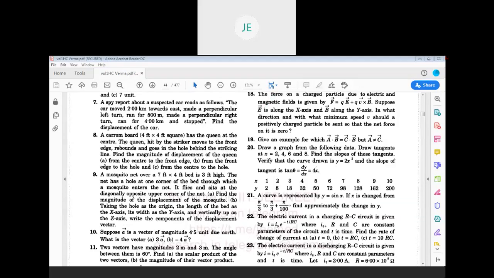Find the magnitude of the displacement of the queen: A, from the center to the front edge; B, from the front edge to the hole; and C, from the center to the hole.